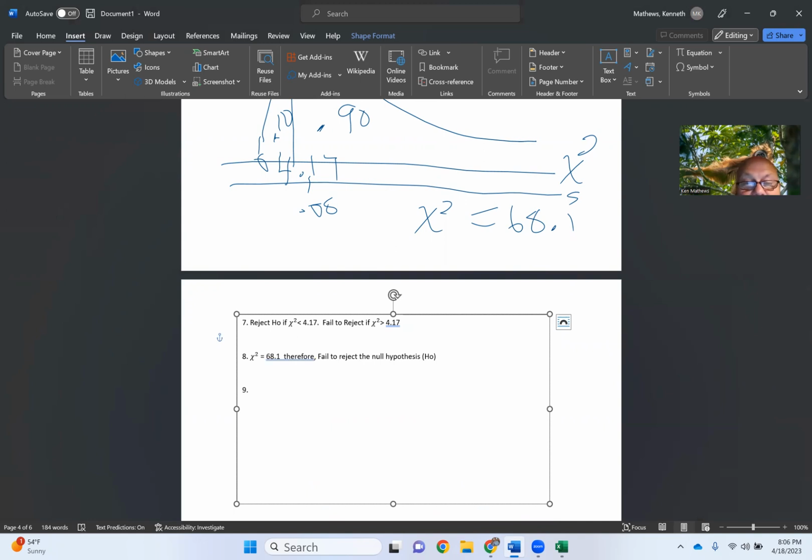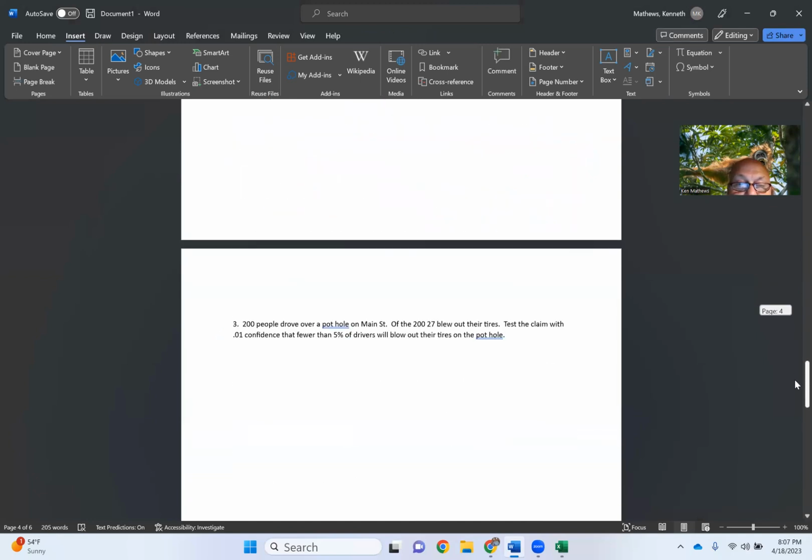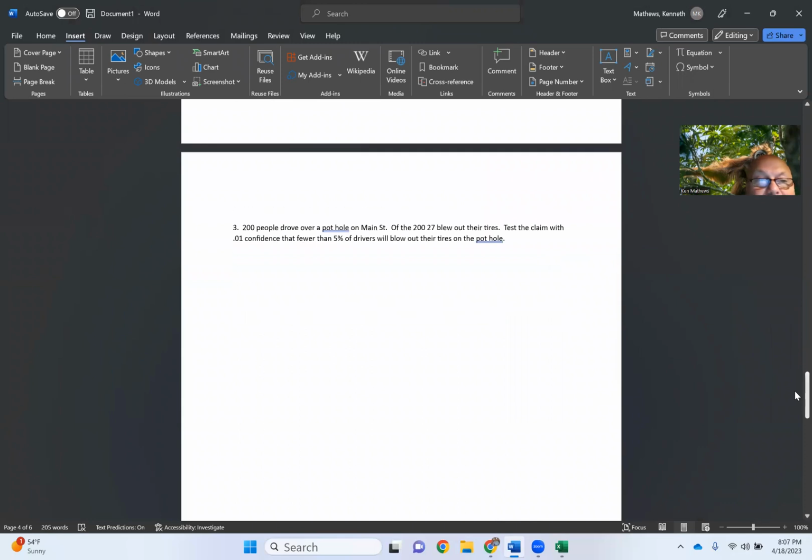So now what does this mean? It means there is sufficient, or we could say we cannot prove that the standard deviation is less than 0.08 feet. So the claim made by the IV tubing company is false. I love that. All right. So there's the second problem. Now let's go to the third problem about the potholes.